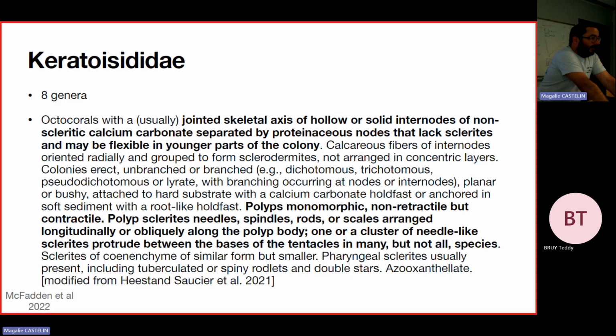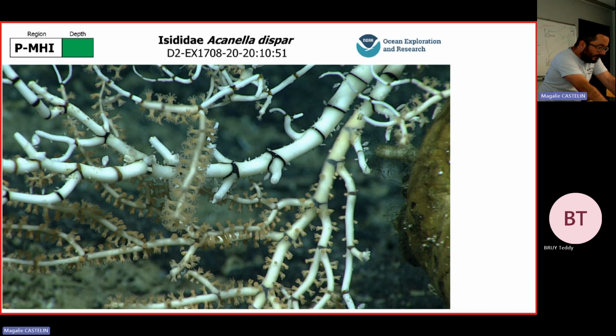And you will see that they are quite ornamented with sclerites. These sclerites can be needles, spindles, rods, or scales arranged longitudinally or obliquely along the polyp body. And you can have a crown of sclerites at the base of the tentacles. So this is the skeleton of a Keratoisididae, which used to be a subfamily, now a family.